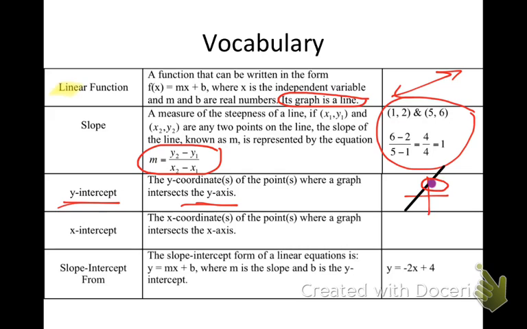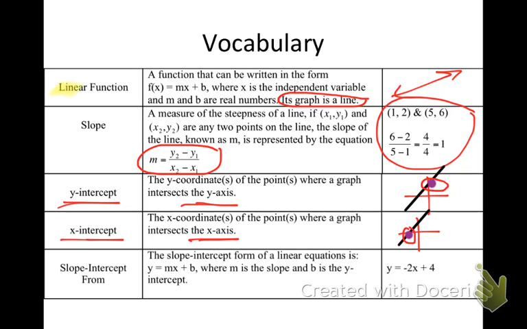Next is x-intercept. Well, if the y-intercept crosses the y-axis, the x-intercept crosses the x-axis. So if I have the same line here, my x-intercept is the point where it crosses the x-axis now. All right, so good note to watch that.